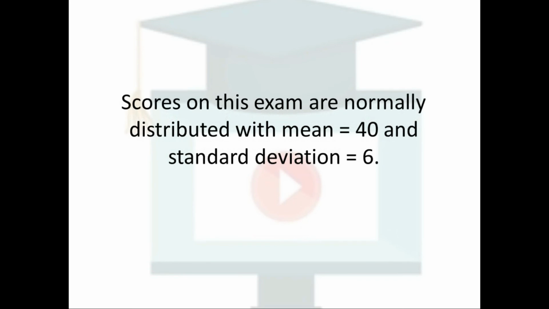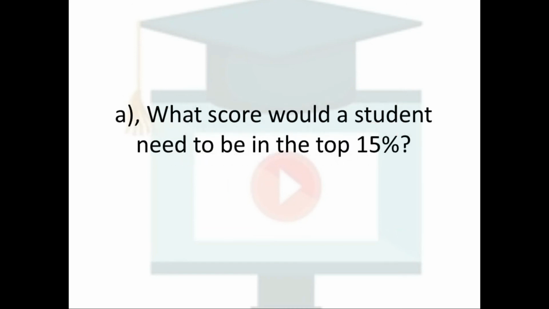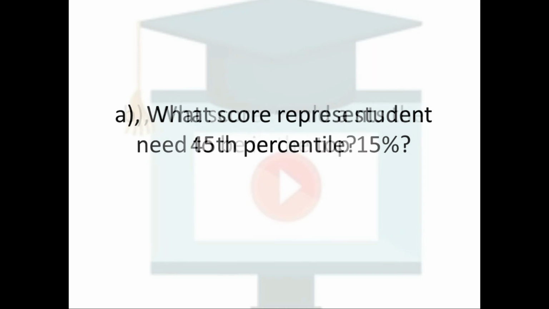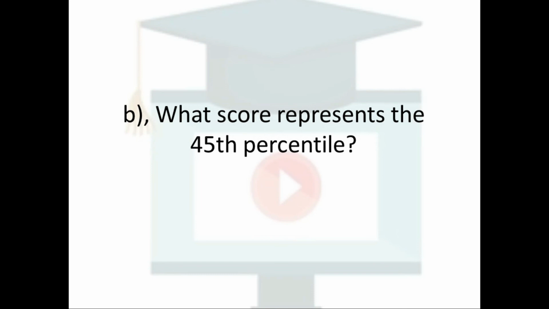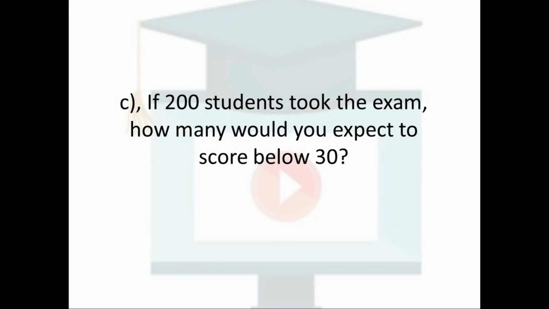4. You have given an exam to your students. Scores on this exam are normally distributed with mean equals 40 and standard deviation equals 6. A. What score would a student need to be in the top 15%? B. What score represents the 45th percentile? C. If 200 students took the exam, how many would you expect to score below 30?